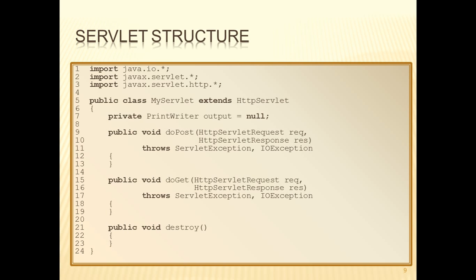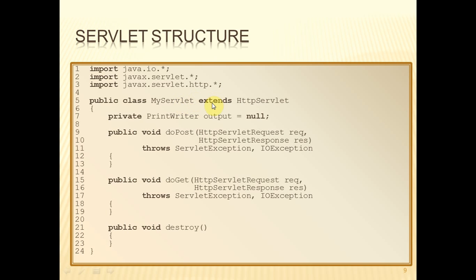So let's get down to some code. This is a programming module, and so we need to get to grips with the code. This is the basic structure of a servlet. We'll ignore the first 3 lines for now and go straight to line 5. When we're defining our Java class, we'll do it as an ordinary Java class, public class, and then some name. You give it whatever name you want.